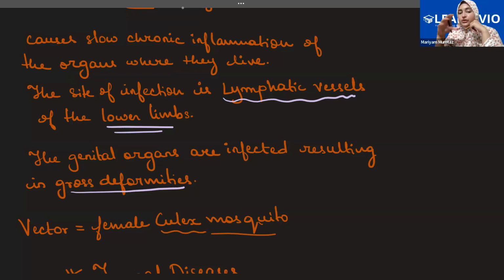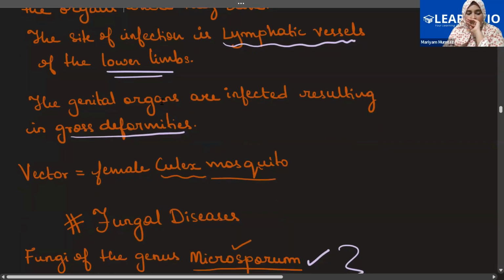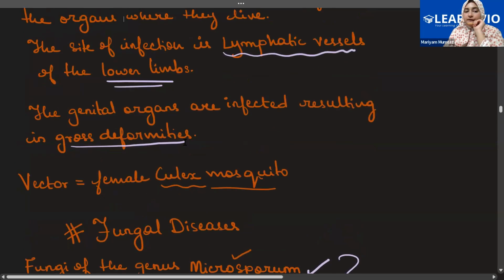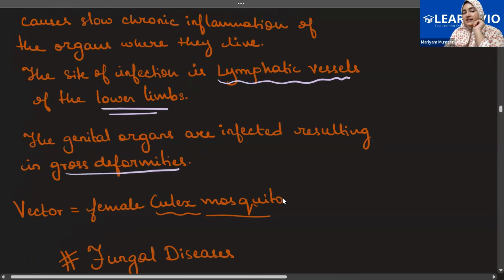The whole entire leg that it is infecting becomes really huge. It gets inflamed. Inflammation, you people understand? Inflammation meaning redness and all of that. And apart from that, it also gets swollen. So that is what happens in filariasis. Now, the vector for this particular disease is a female Culex mosquito. Okay, the female Culex mosquito causes the filariasis disease.